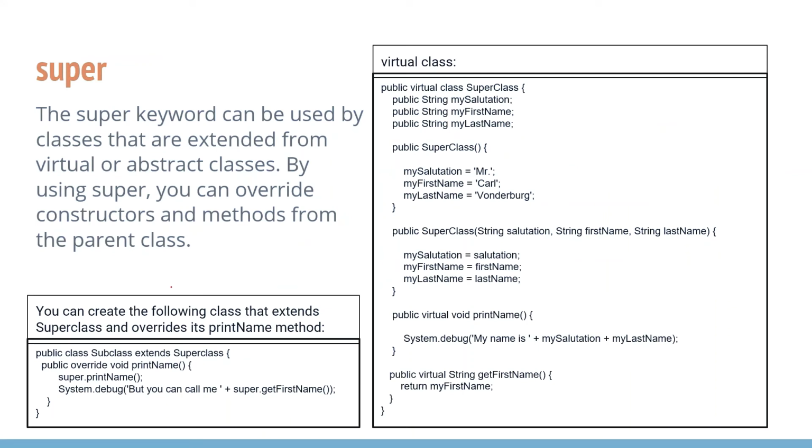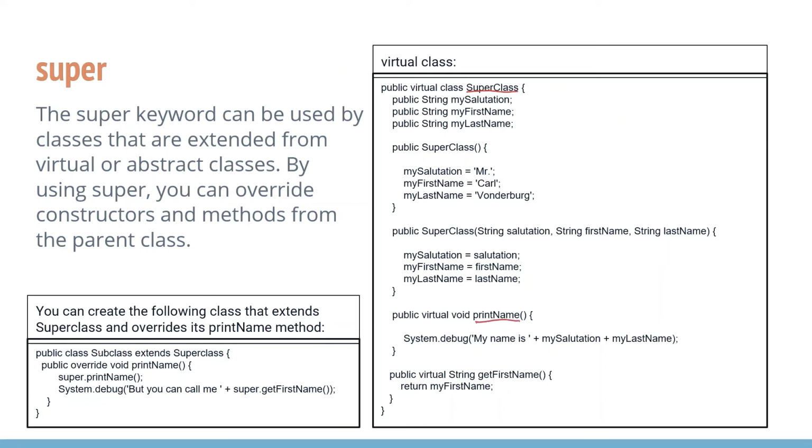The super keyword can be used by classes that are extended from virtual or abstract classes. By using super, you can override constructors and methods from the parent class. For example, we have a parent class, the superclass. In this we have declared some strings like my salutation, my first name, my last name. Then we have a default constructor in which we are declaring something. Then we have a parameterized constructor, and in that also we are passing some values to those variables. Then we have the method void printName.